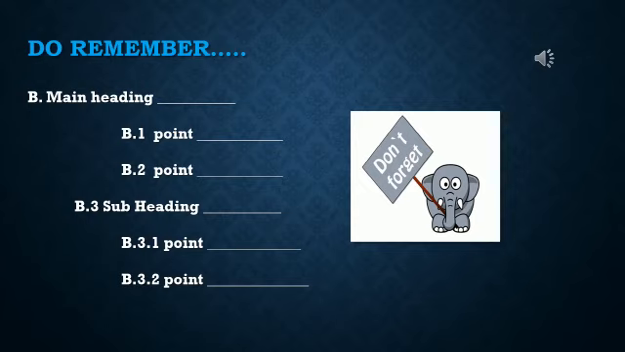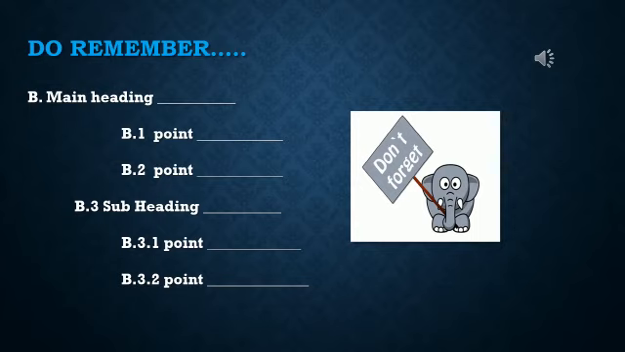Now this slide is a continuation of explaining about indentation. After your first main heading, when you come to your second main heading, number it as B, followed by the points under the main heading B.1, B.2, etc.